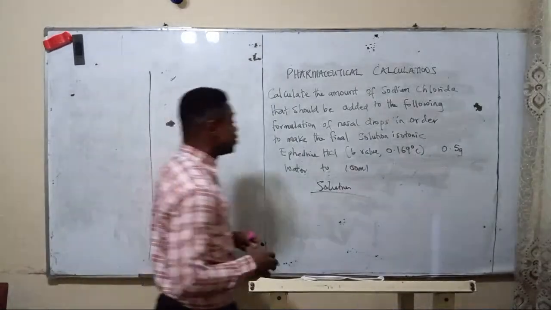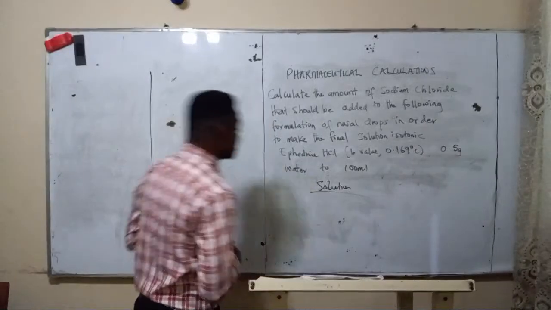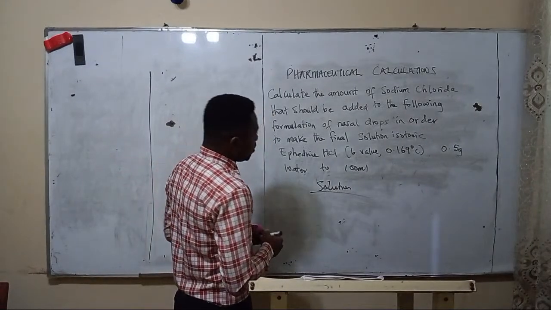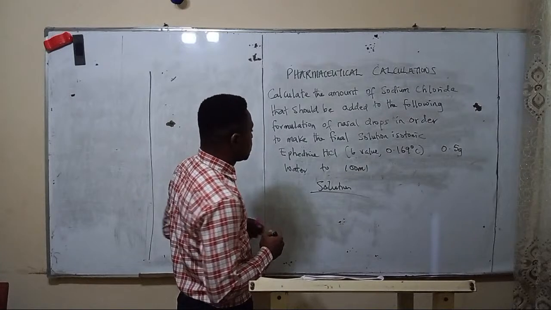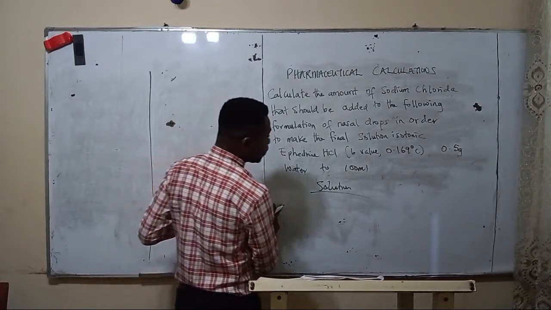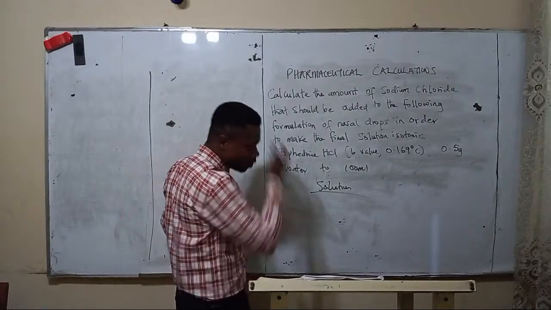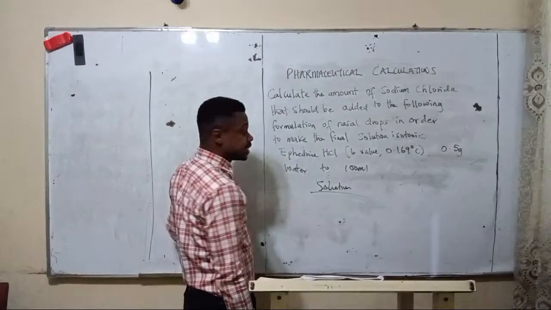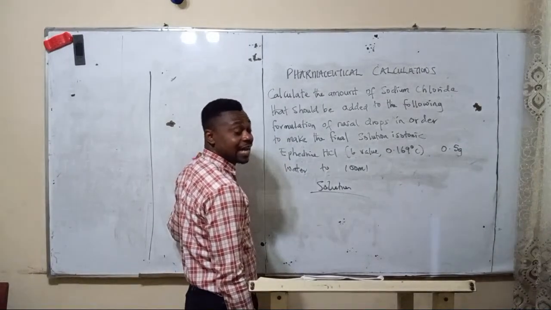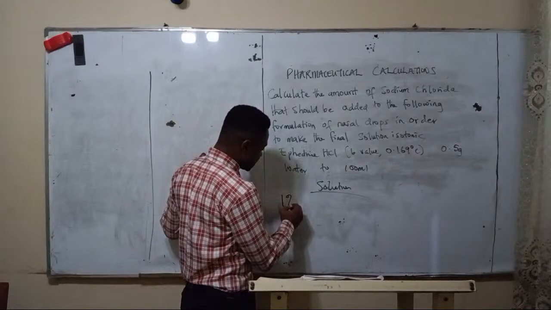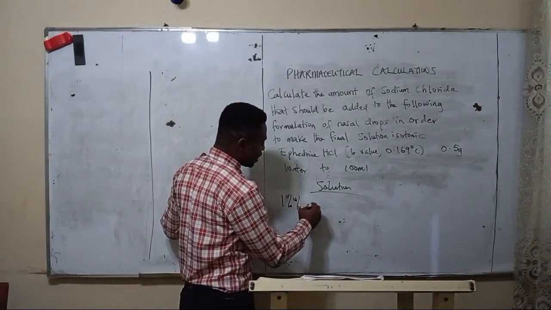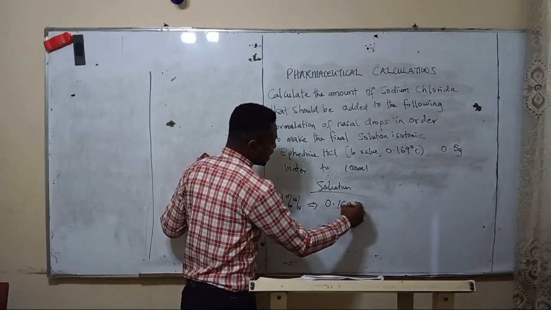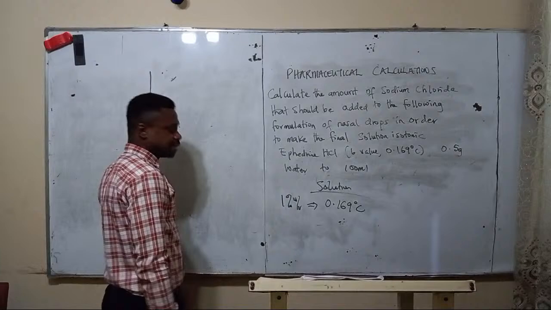I think I've given enough theoretical background. Let's now go to calculation. So, solution. Here we have that B value of ethylene hydrochloride, which is 0.169 degrees Celsius. From my explanation, that means 1% weight in volume of ethylene hydrochloride depresses by 0.169 degrees Celsius. That's the meaning.